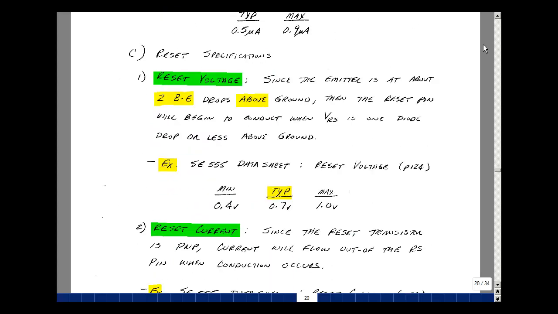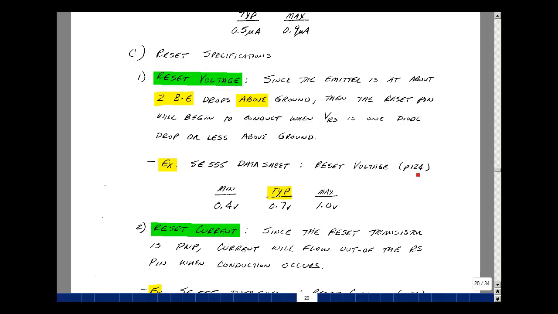Let's next take a look at the reset specifications. So we've got a reset transistor, and it gives some specs about the voltage and the current. Now they're showing that schematic of the reset transistor is 2 diode drops above ground, actually base emitter drops. And so the reset pin, for it to do anything, we have to bring the voltage down so we can forward bias that emitter base junction of that PNP transistor.